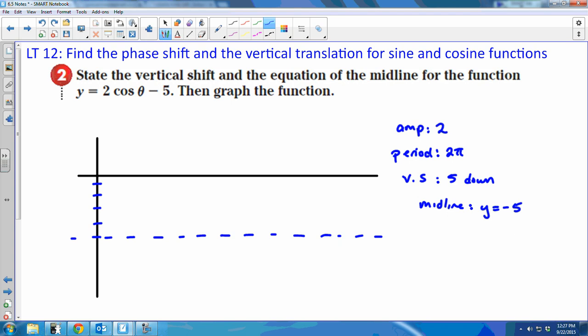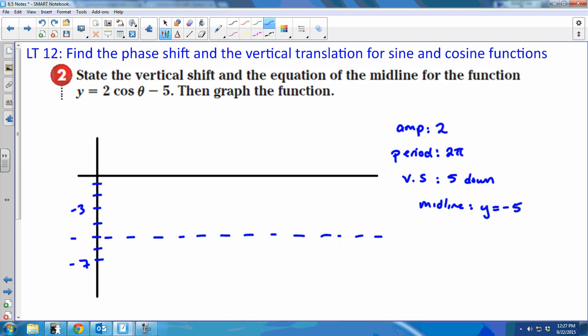If the amplitude is 2, what's my maximum and minimum values going to be? What are they going to be? 2 and -2. No, because we vertical shifted. -3 and -7. Right? -5 plus 2, -5 minus 2. Does that make sense? Yeah? Okay.